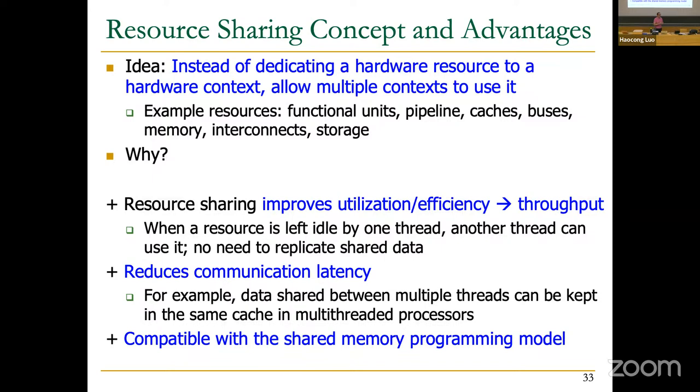But whenever a programmer writes a program, a thread can do a store to a memory location. Another thread can see that store and load from that memory location. That's how you can synchronize between the threads, for example. We're going to look at that in cache coherence also. And this sharing of a cache is very compatible with that model, right?